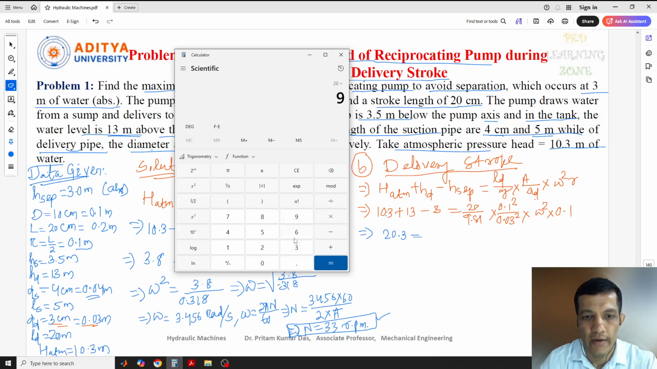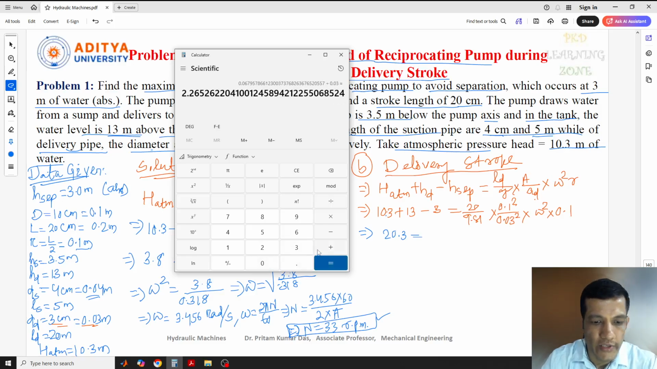20 divided by 9.81 into 0.1 into 0.1 into 0.1. Even a whole cube you can do. Anyway, divided by 0.03, again 0.03. So 2.26 we got here, 2.265 omega square.